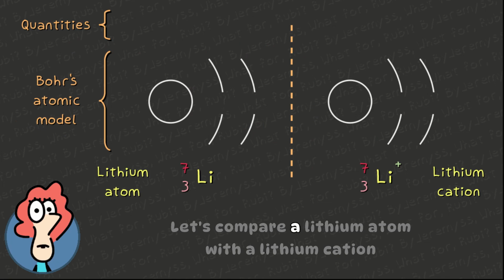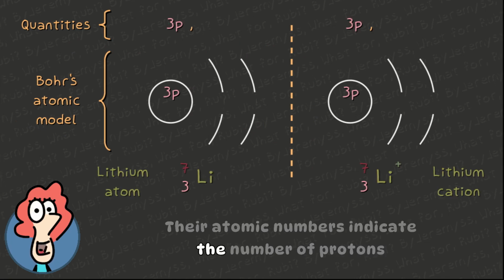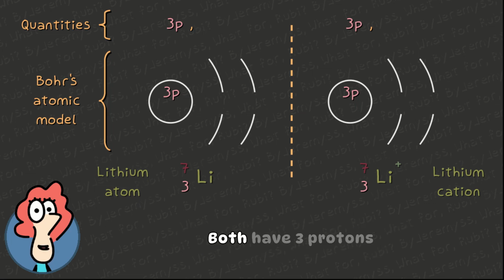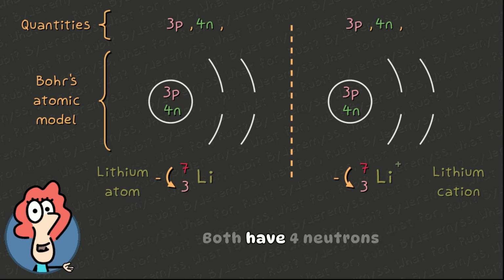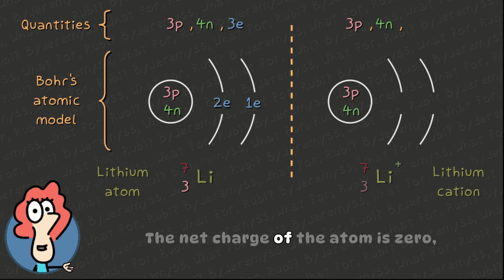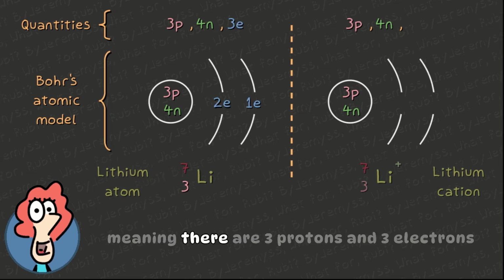Let's compare a lithium atom with a lithium cation. Their atomic numbers indicate the number of protons. Both have 3 protons. We obtain the number of neutrons by subtracting the atomic number from the mass number. Both have 4 neutrons. The net charge of the atom is 0, meaning there are 3 protons and 3 electrons.